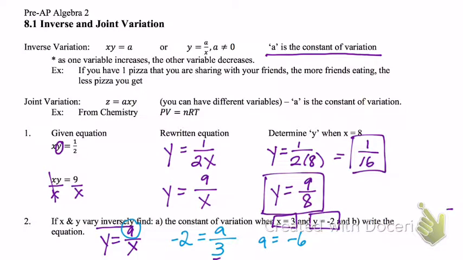But then for part B, it says write the equation. So I'm going to rewrite it as an original with x and y, but I'm going to plug in -6 for A. So is this like a different type of inverse? Yeah, this is just a different way to ask the same question. So y equals -6/x.